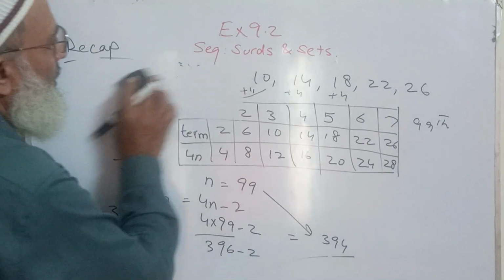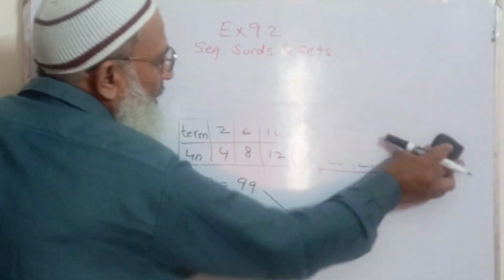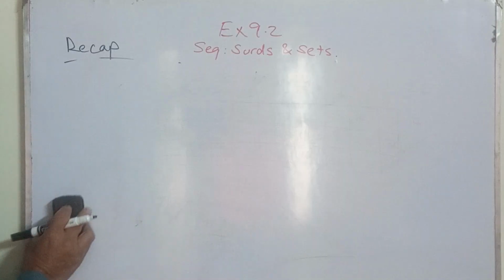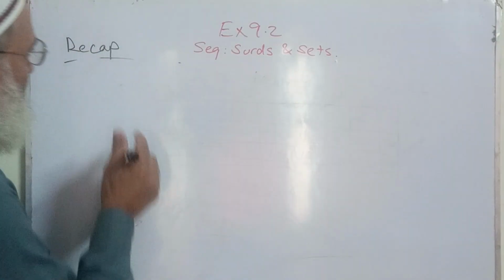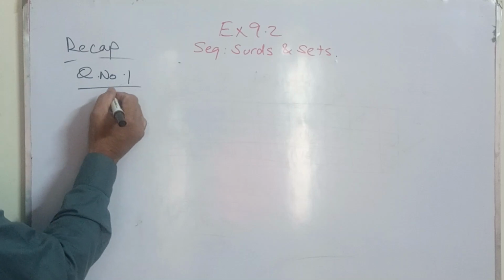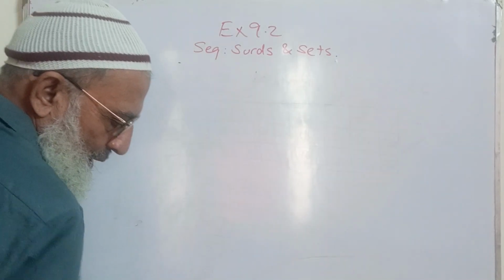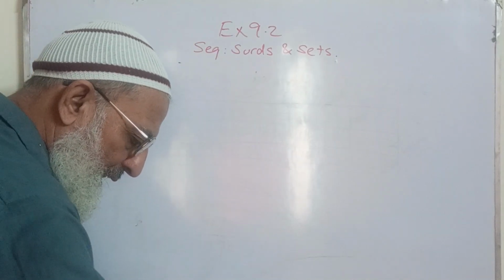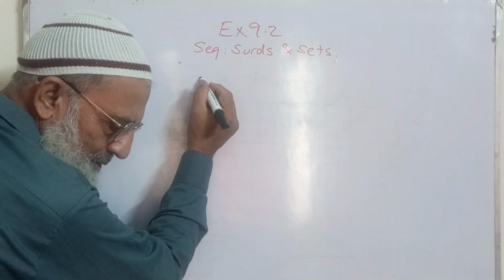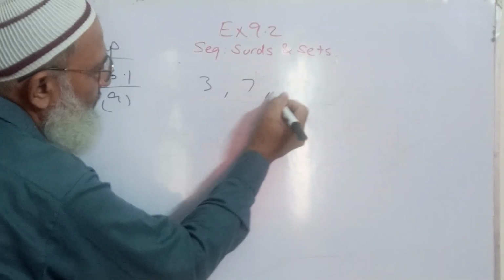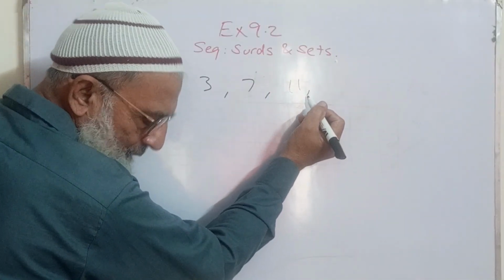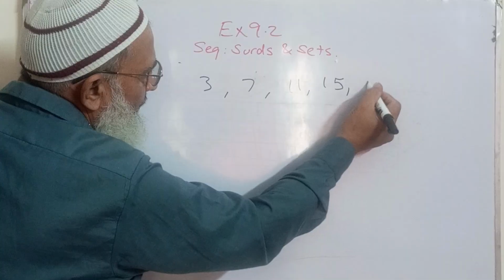Okay. Now, question number one, part A. Write down the next three terms of each of the following sequences. Now this is 3, 7, 11, 15 and 19.